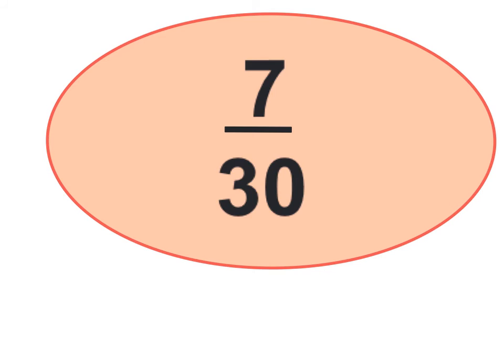Notice the bottom of the fraction always stays the same unless you are reducing your fraction into lowest terms. And that is not the case here because 7 does not go into 30 or vice versa. So this fraction is what it is. 7 over 30 is my answer, and it's a positive answer.